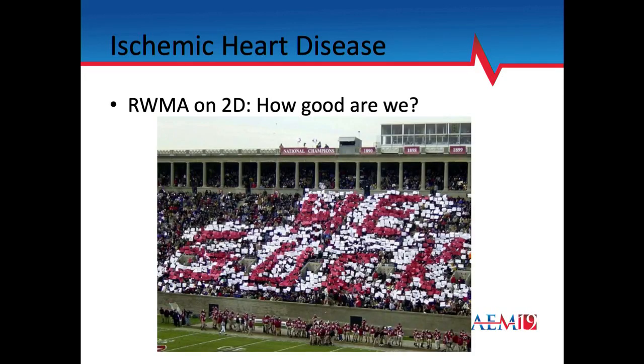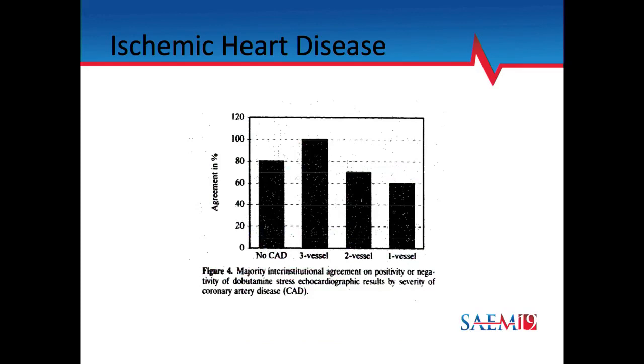And so the question becomes, how good are we at identifying wall motion abnormalities in 2D echo? And the answer is we're actually not all that good. Now, most of this comes from the cardiology literature because this is where it's been studied most extensively. This was a study where they took patients that had 2D echoes, then went on to get angiography, and they asked a bunch of cardiologists to look at the echoes and decide whether they thought they had 1, 2, or 3 vessel CAD or no CAD.